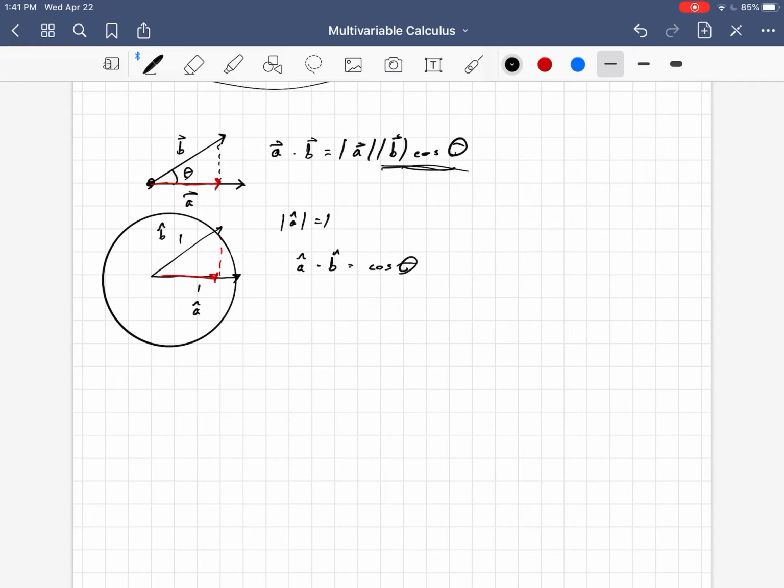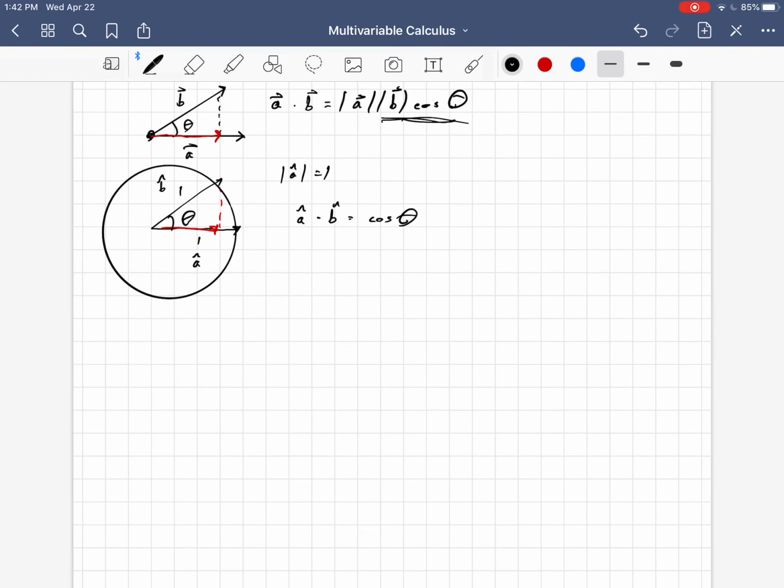And this is why I have drawn the unit circle, if you will, because if you think of it in a unit circle, then that's all the dot product is doing: it quantifies how much of one vector lies in the direction of the other. And so in this case, the quantity of vector B hat that lies in the direction of vector A hat is literally just the cosine of that angle.